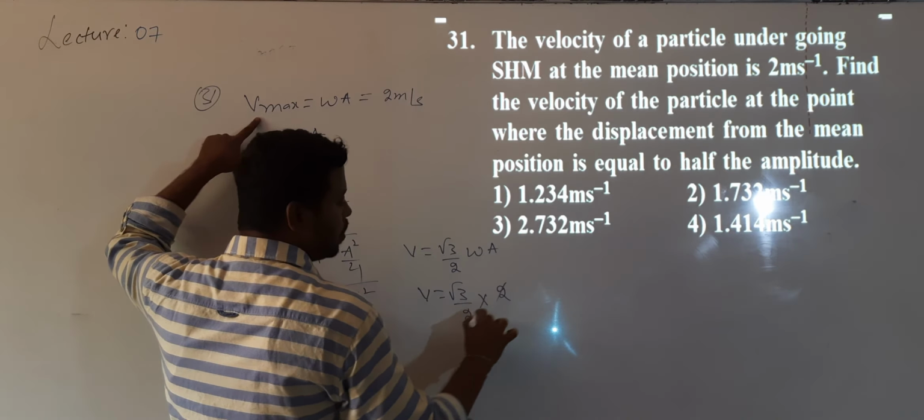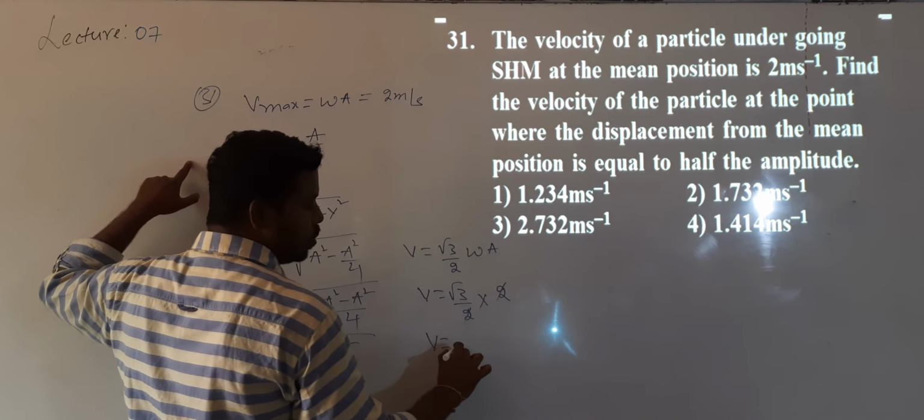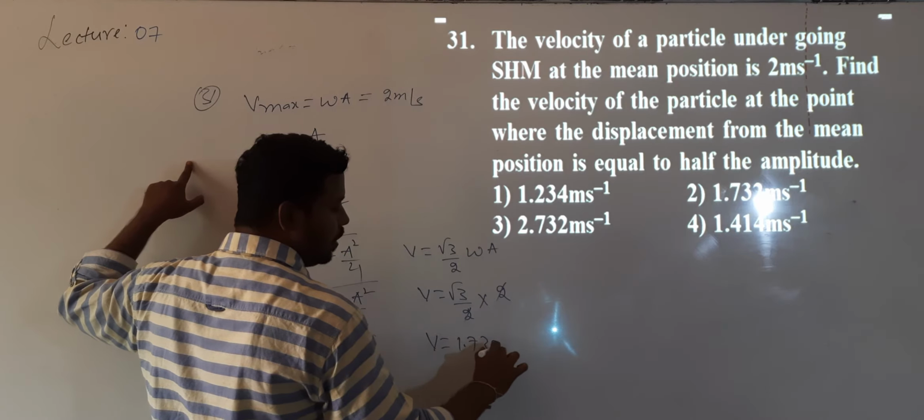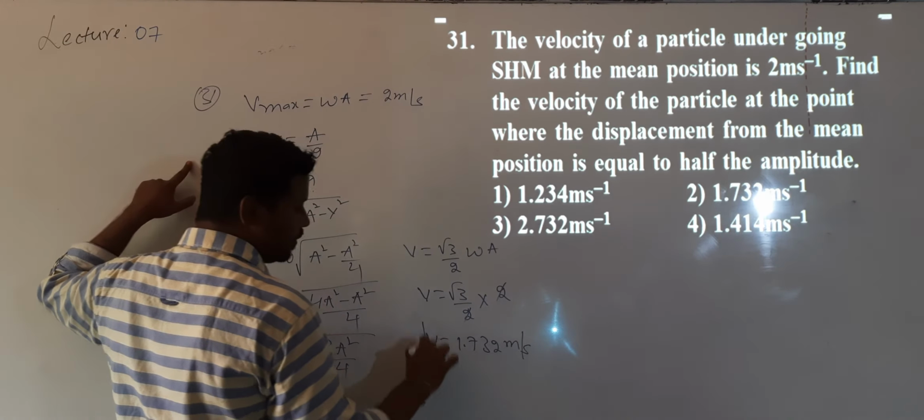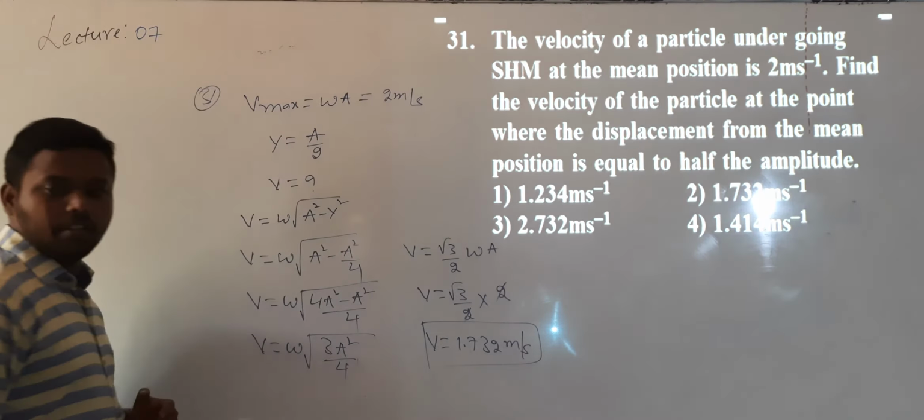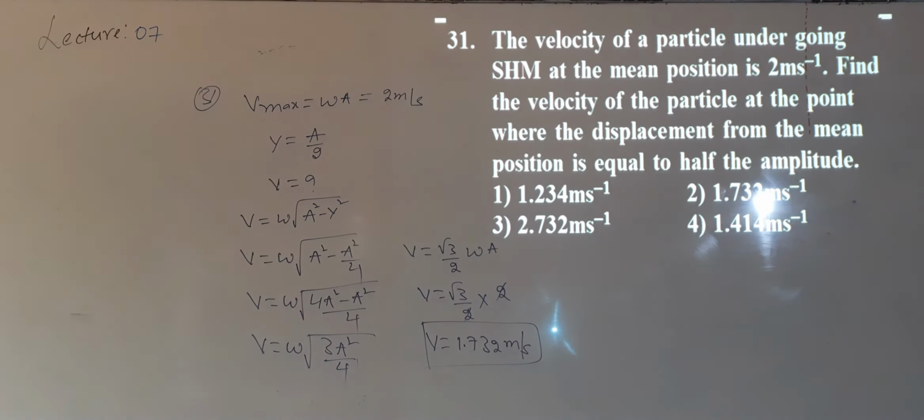V max value is 2. The 2 cancels. V value is root 3, which is 1.732 meters per second. Question clear? So this is question number 31. Next, after completion of 31, next question.